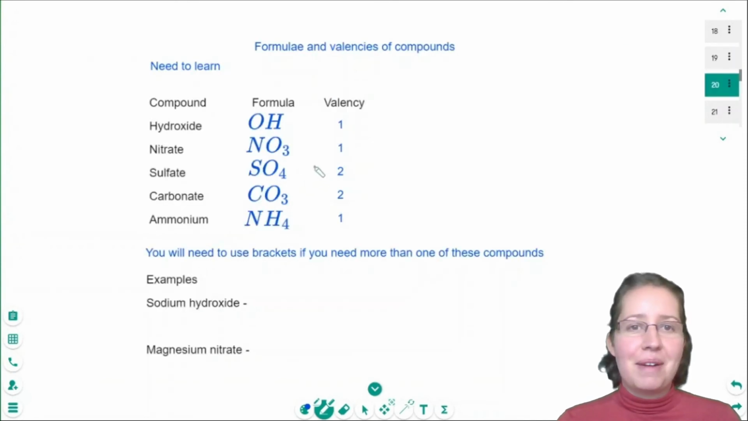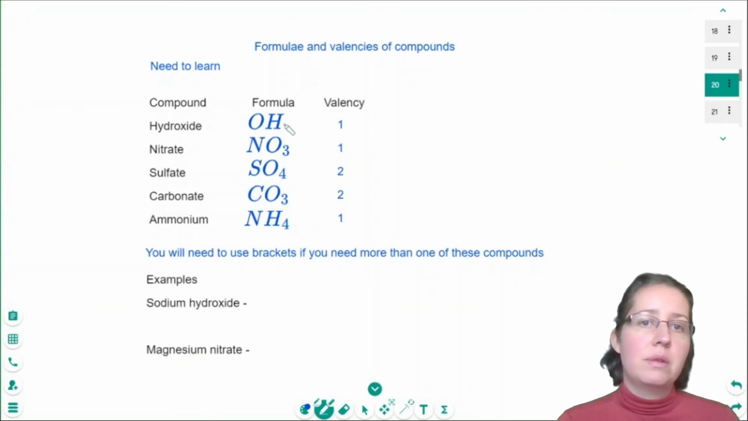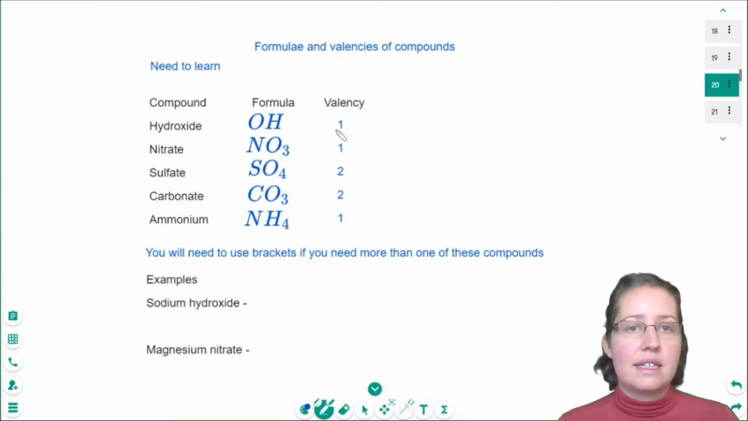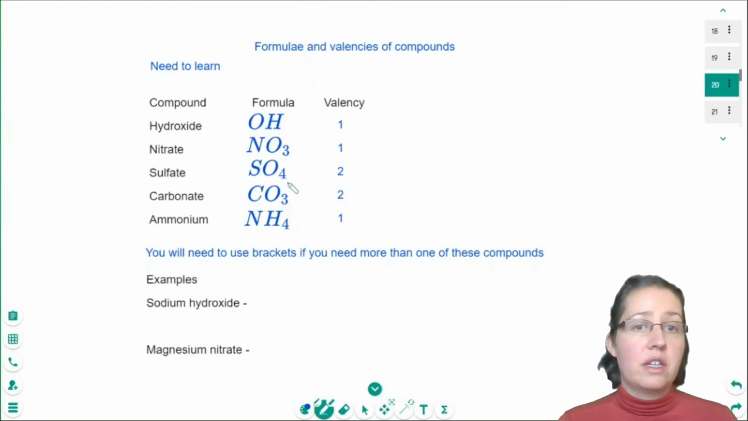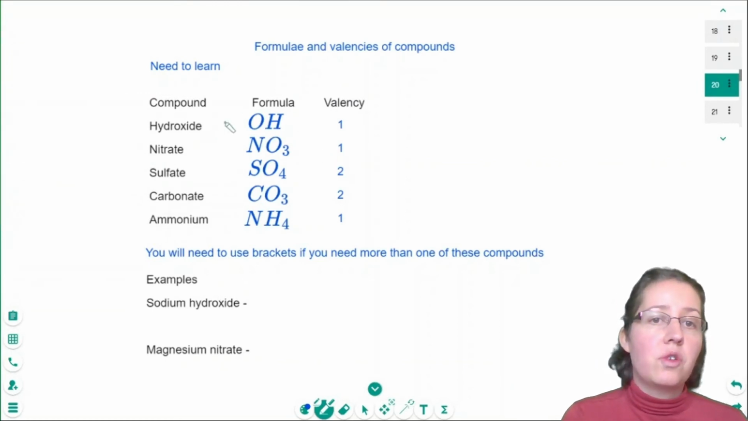There are some compounds that you just have to learn the formula for, and in a future video when we talk about ions I'll talk to you about what the charges on these are, but for now the easiest thing to do is know what the formula is and know what the valency is. You can work these out in terms of dot and cross diagrams, but it's massively complicated and you won't have time to do it in the exam, so this is one of the bits that you do just need to memorise, I'm afraid.